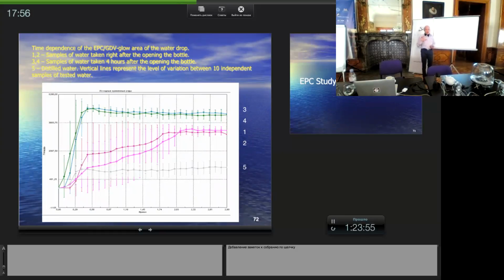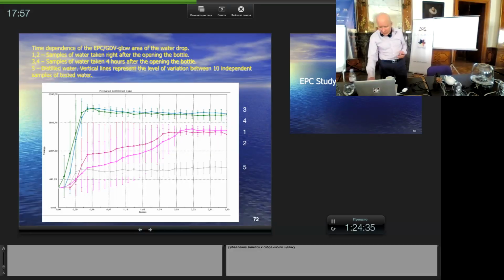Then we have this water staying just on the table, and then we take this measurement, it's very stable. You understand this is the level of variation of signal between different samples, and here it's quite stable. And this is measurement of distilled water. When we open a hermetically sealed bottle of distilled water, it changed, but very little. Quite stable signal. So you see this is the difference I've told you about, and it's measurable.